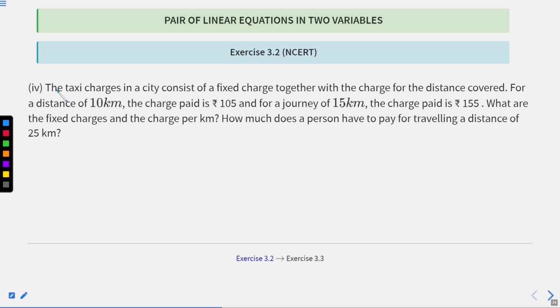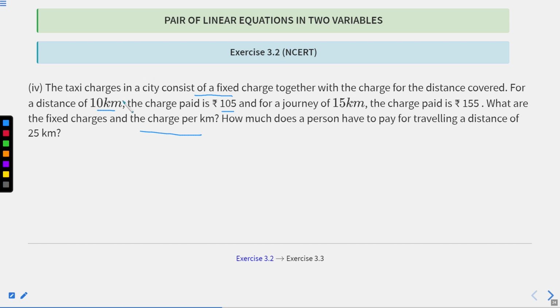Now, in question number 4, it said the taxi charges in a city consist of a fixed charge together with the charge for the distance covered. For a distance of 10 km, the charge paid is rupees 105, and for a journey of 15 km, the charge paid is 155 rupees. What are the fixed charges and the charges per kilometer? How much does a person have to pay for traveling a distance of 25 km?